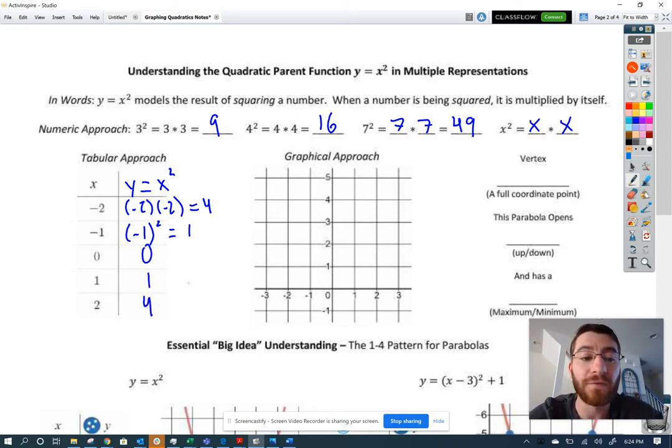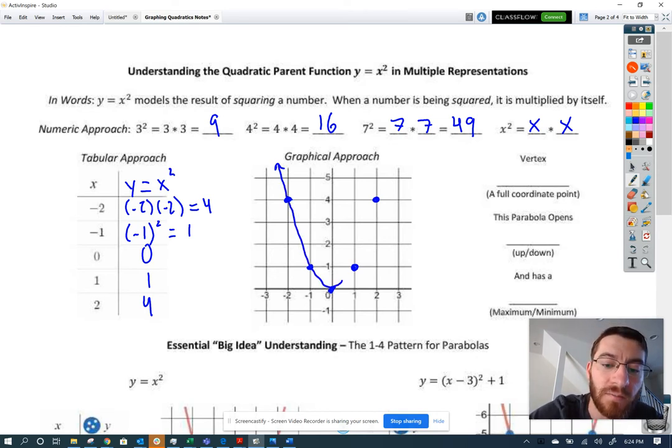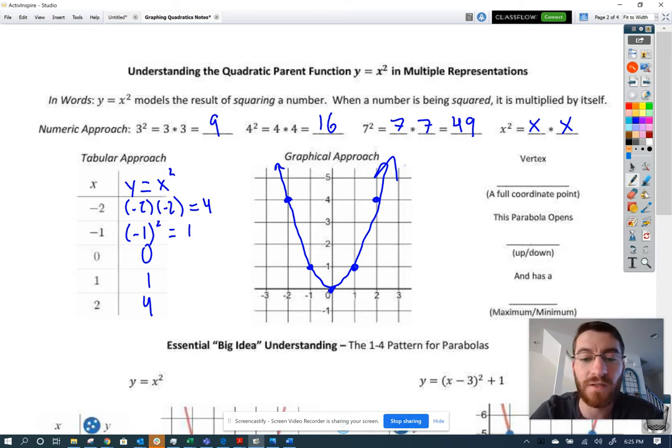Okay, let's graph. We have the point (-2, 4), boom, (-1, 1), (0, 0), (1, 1), and we have (2, 4). And we're going to go ahead and connect. And when we connect, I always like to make my arrows go all the way to the edge of the graph. And then here we go. See how good my drawing is with the stylus? Not too bad. All right. I've done better. I've done worse.